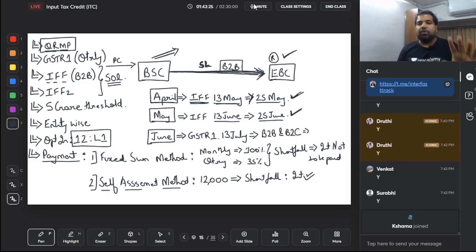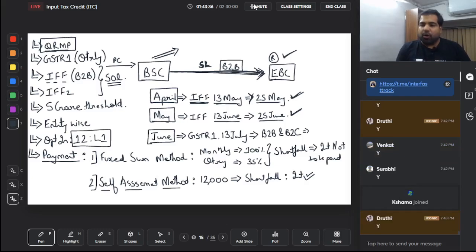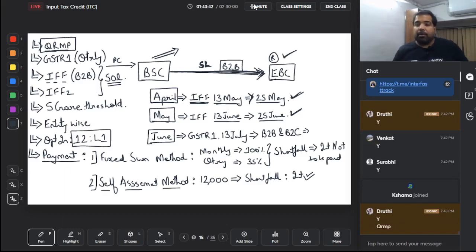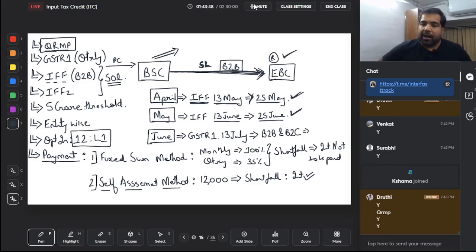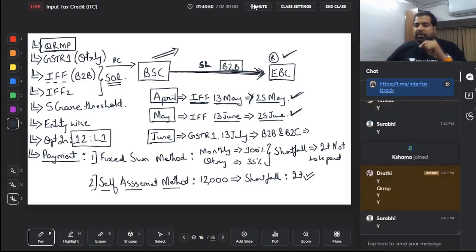I'm assuring you that this is important for your exam. Guys, please repeat. Is this a simpler method to file your returns? Yes. What is the name of the method called? Quarterly return monthly payment. Do you file your returns quarterly? Yes. Is this great for you? Yes. But for your recipient, the person who's buying goods from you, is it bad? Yes. So do you have an option of filing IFF, the Invoice Furnishing Facility? Yes, it's optional for B2B supplies.